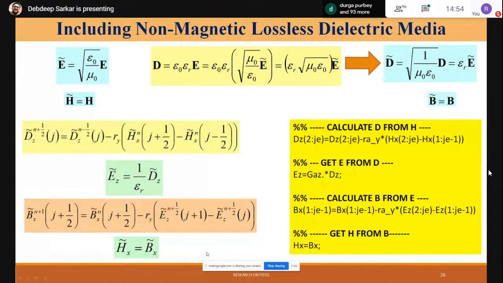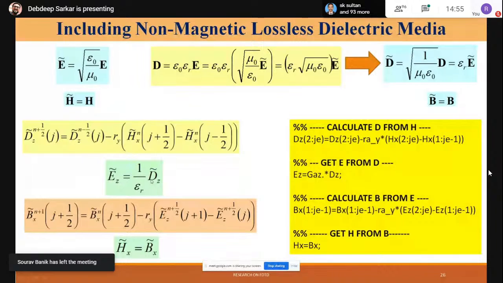Just to show you the complete picture, we are all familiar with writing the Maxwell equations with D, E, B and H. Just to give you that feel: we know that the equation is del D by del t is basically curl of H. Instead of Ez, we have now replaced those quantities by Dz. Once Dz is evaluated, we can evaluate Ez from the knowledge of the Dz component just by multiplying it by 1 upon epsilon r.